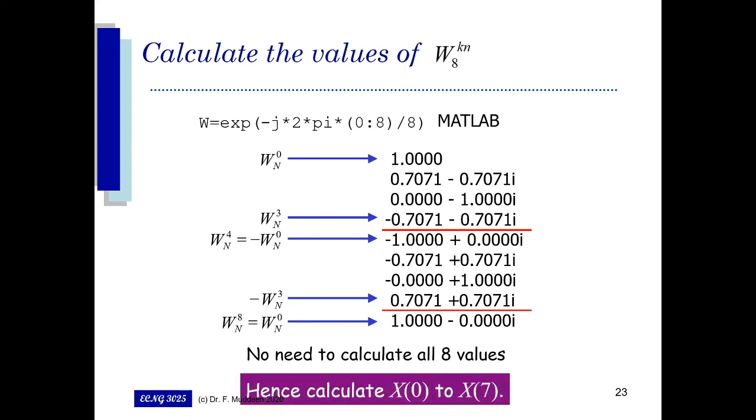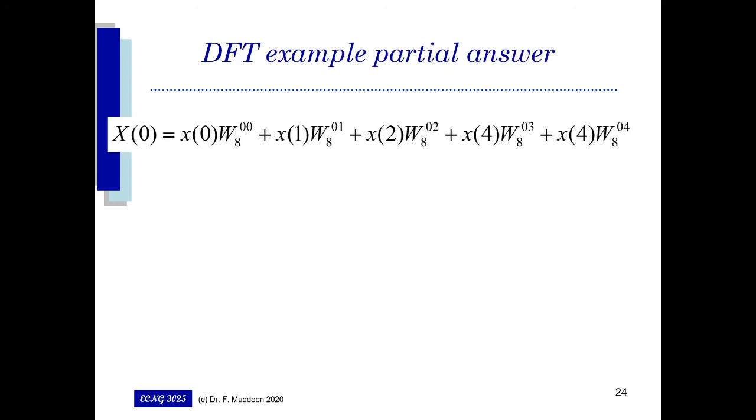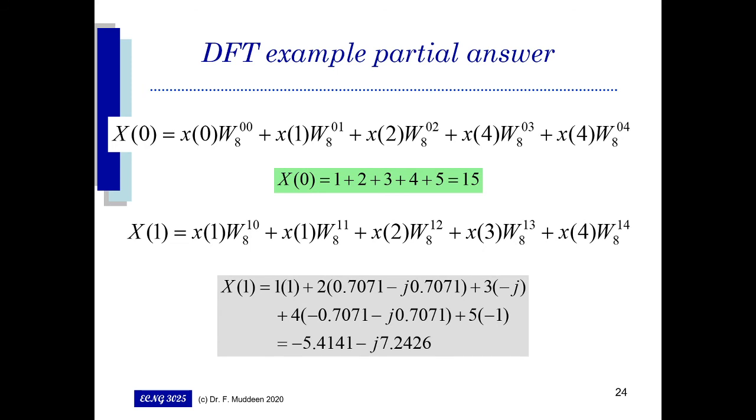These values have been calculated for you, and what I'd like you to do is calculate X0 to X7 as your homework. I'll give you part of the answer so that we can verify it. X of 0 here is going to be 15. X of 1, because we're dealing with twiddle factors, is going to resolve into a complex value, because the signal is no longer constant in nature. The signal is a ramp. So we're going to start observing complex values for frequency components. I want you to calculate X0 to X7 and observe what happens.